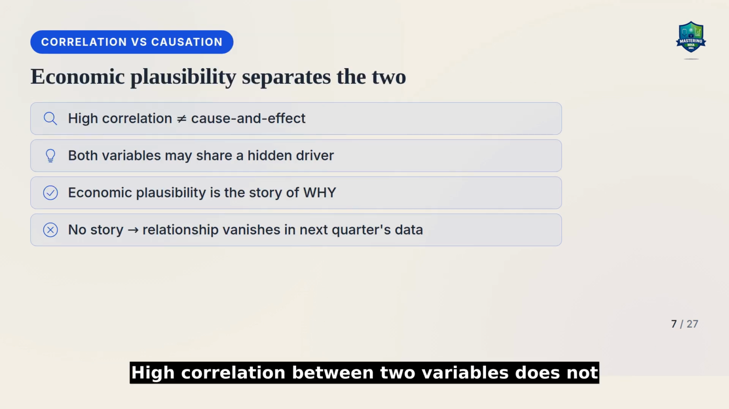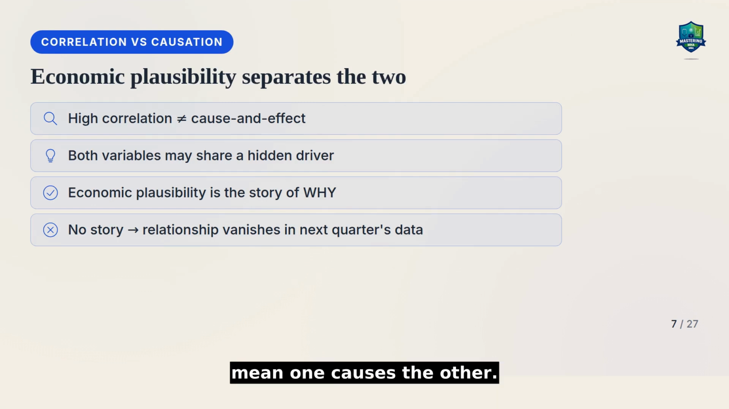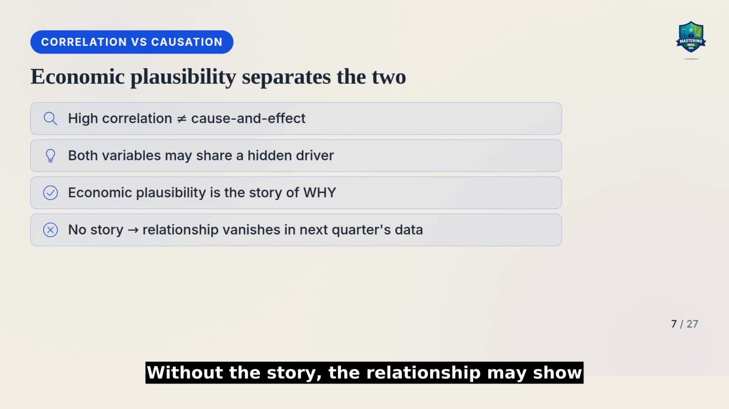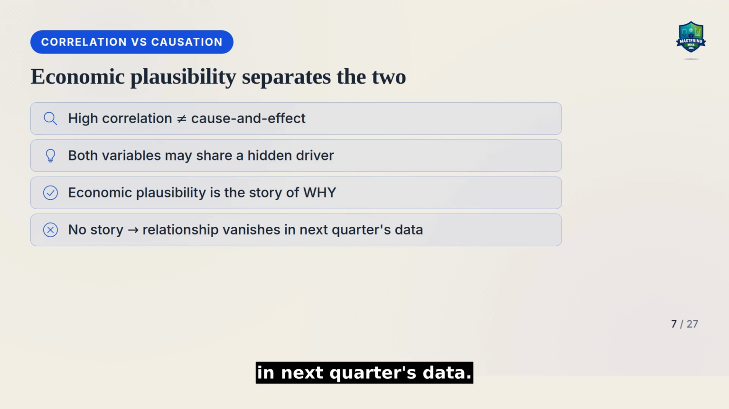The lesson: high correlation between two variables does not mean one causes the other. They may both be driven by something else. In Winston's case, the volume of each product type. Economic plausibility, a story about why the relationship should hold, is what separates a real cost driver from a statistical artifact. Without the story, the relationship may show up in your training data and disappear in next quarter's data.